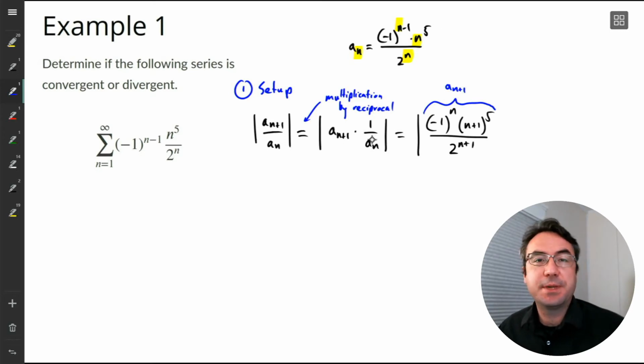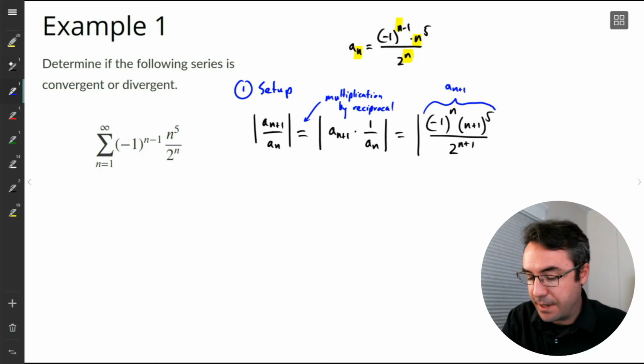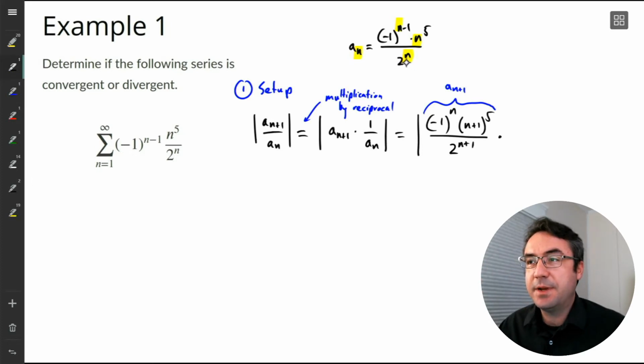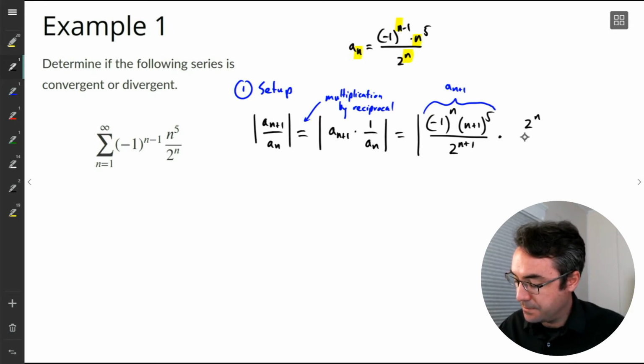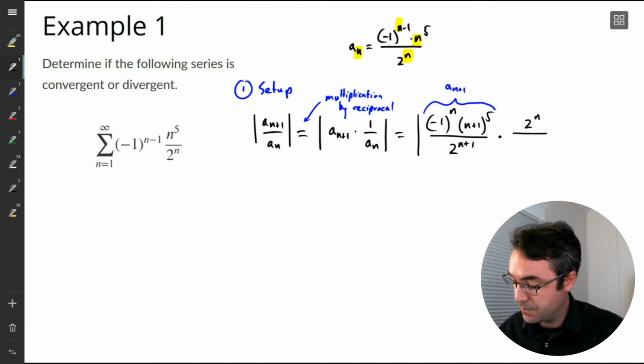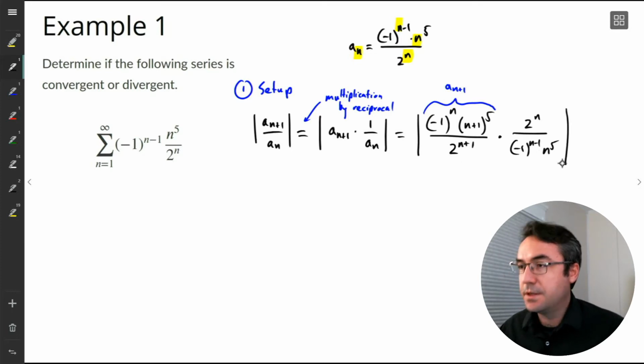Next, we just want the reciprocal of 1 over a_n. So take this fraction that's right here, our a_n, and just flip it. And we're going to put it right next door. So 2 to the n was in the denominator. Now it's going to be in the numerator. And then the power of -1 and that n to the power 5 are now going to be in the denominator. So we're just flipping that fraction. And this is all inside an absolute value.